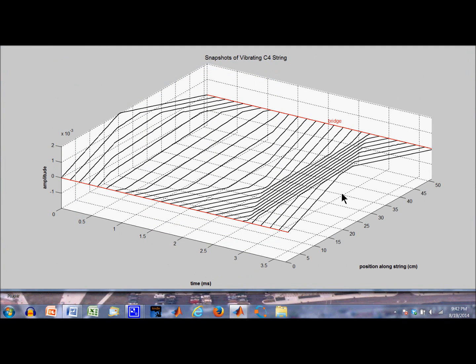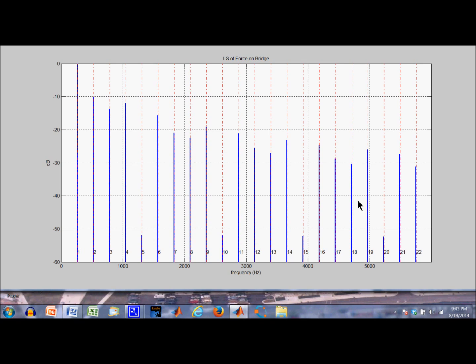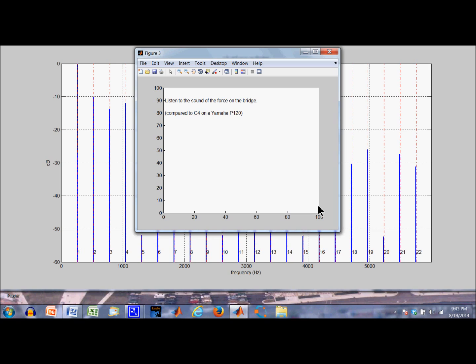Here's the three-dimensional picture of the snapshots of the cycle. Here's the force again. And here's the line spectrum of the force on the bridge. Again, we have our fundamental harmonic here, 261.6. And then you see the 5th is about 50-some dB down, as is the 10th, 15th, 20th, and so forth. Here's the sound. Note the beating. There's the C4 on the piano.